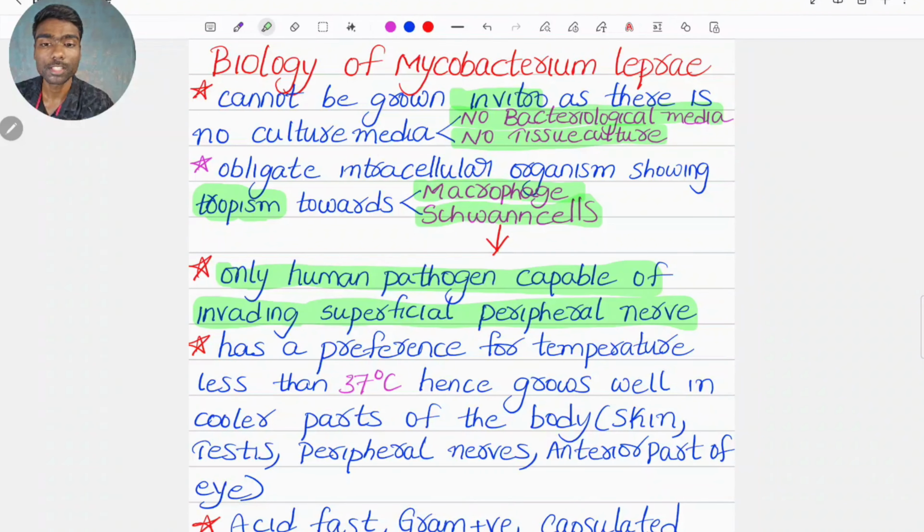It has a preference for temperatures less than 37 degrees. Hence it grows well in cooler parts of the body like skin, testis, peripheral nerves and the anterior part of the eye.